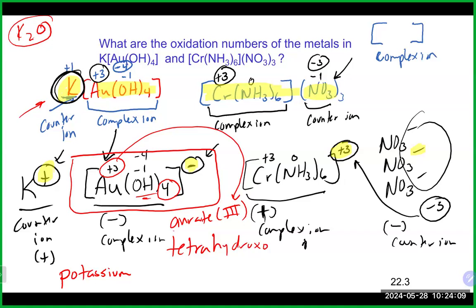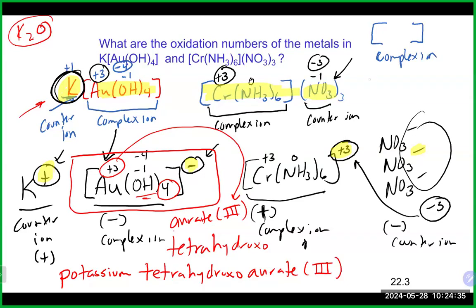So putting this together in terms of the complex ion part, we will go with our ligands first. So this would be tetrahydroxo, and our metal should come at the end, aurate 3. So this is potassium tetrahydroxoaurate 3 in this case. Any questions on that name there?